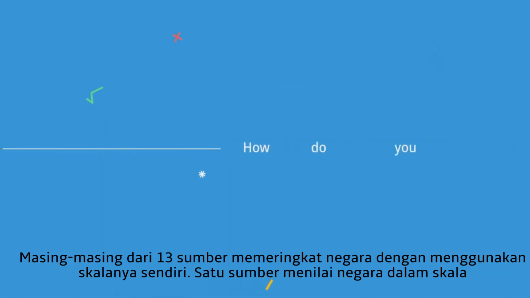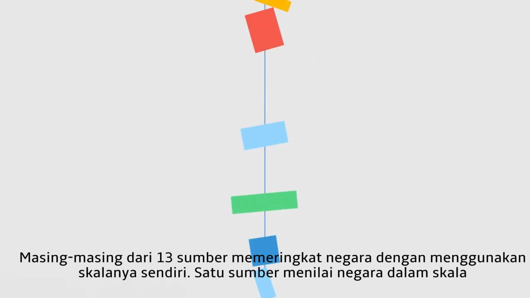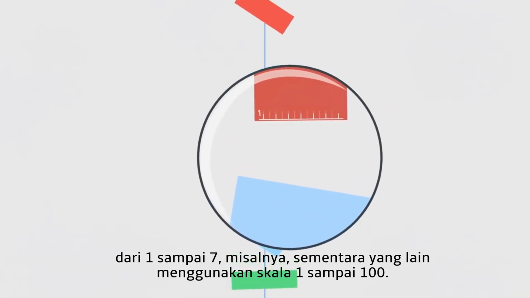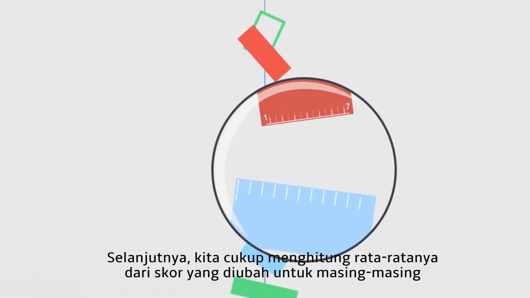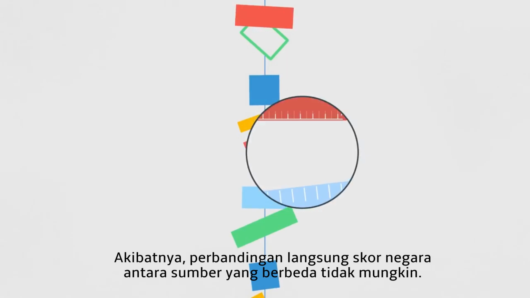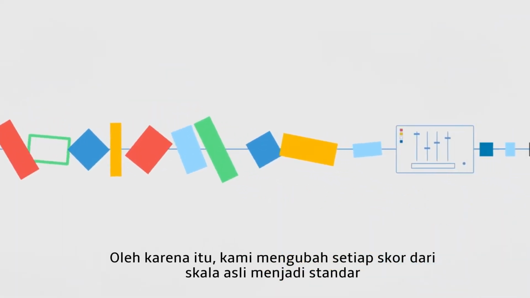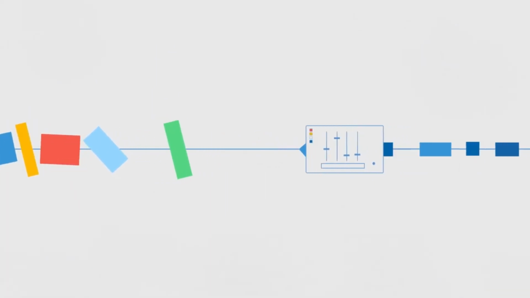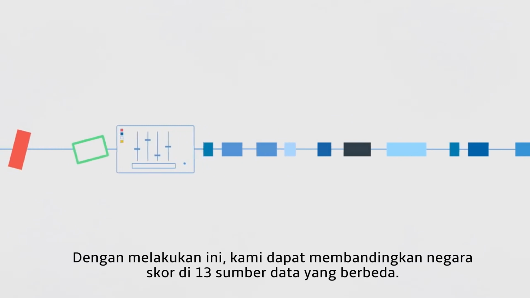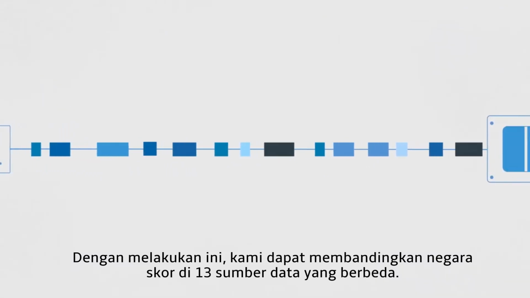Each of the 13 sources rates countries using its own scale. One source rates countries on a scale of 1 to 7, for instance, while another uses a scale of 1 to 100. As a result, direct comparison of country scores between different sources is not possible. Therefore, we transform each score from the original scale into standardized values that show the position of each country relative to others. By doing this, we are able to compare country scores across the 13 different data sources.